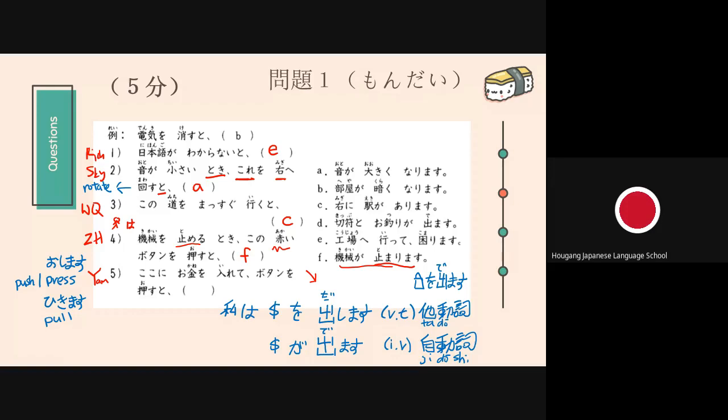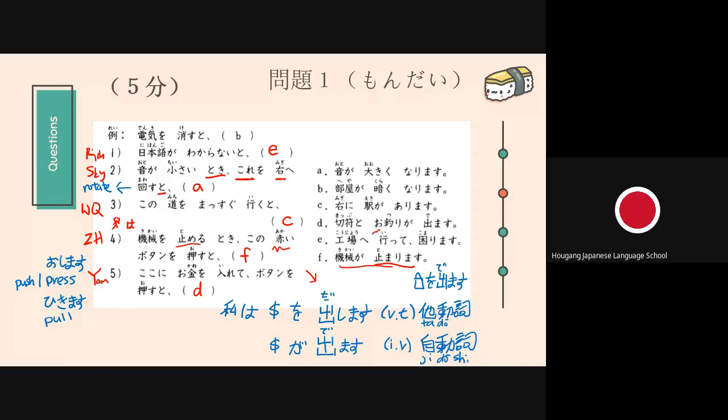Pien, ここに。ここにお金を入れて、ボタンを押すと、切符とお釣りが出ます。So you put the money here, I mean insert the money here, and then press the button and you will get your ticket and change. Correct, very good. So kippu to otsuri, otsuri is change.